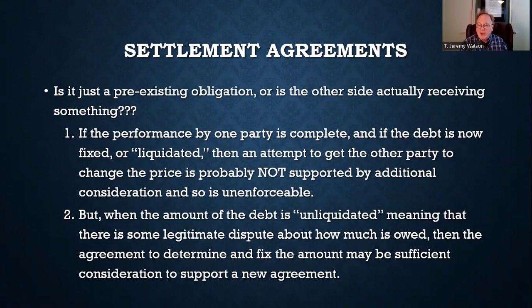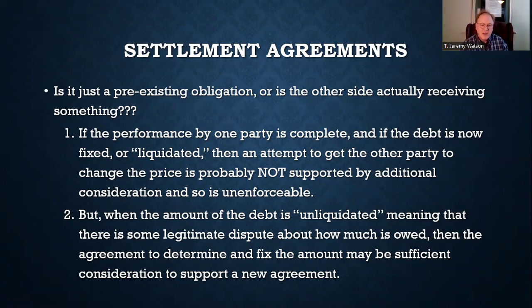When a claim is liquidated, it means that the amount that is owed is already fixed. It's already able to be determined, right? So I sold you my car for $20,000. I gave you the car. You didn't pay me. We know exactly what you owe. You owe $20,000. That amount is liquidated.